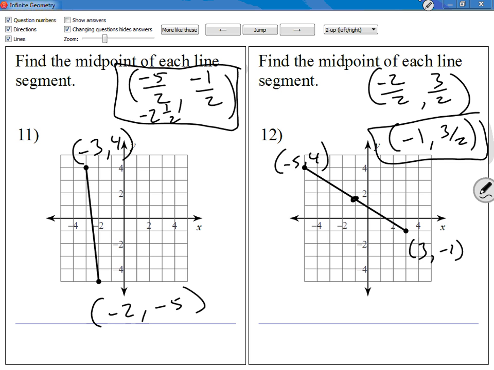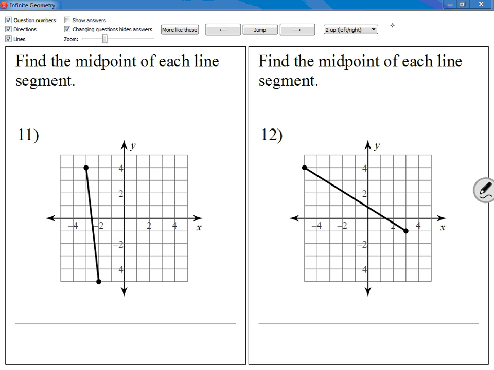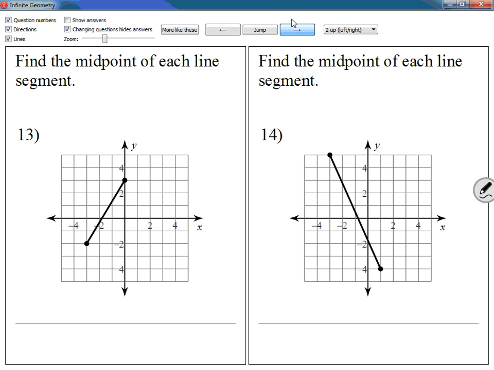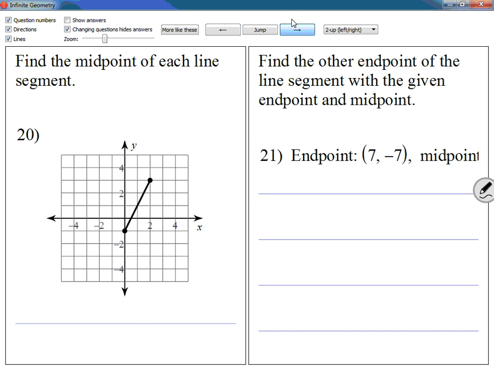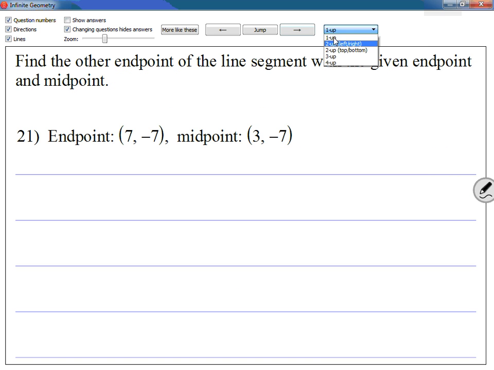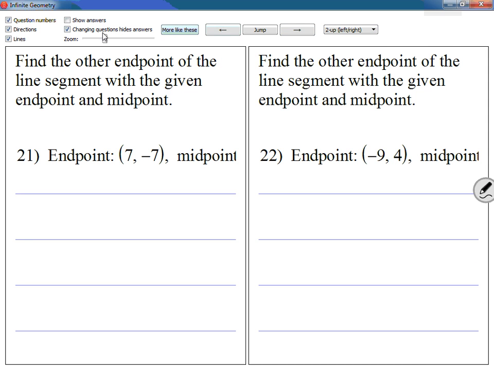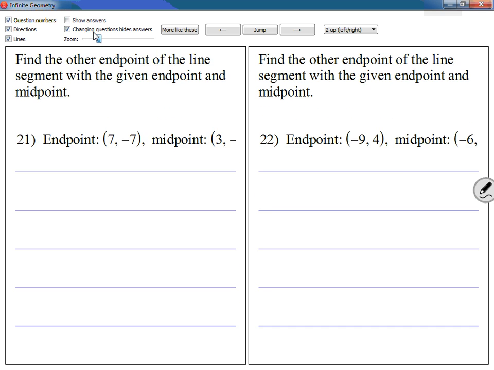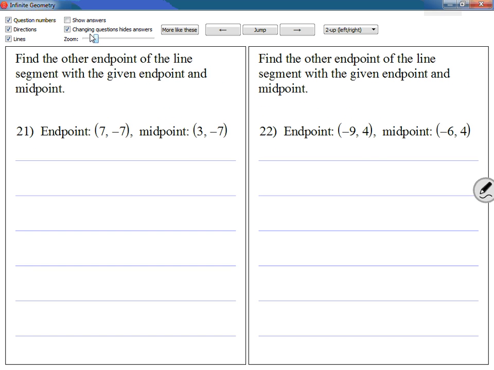All right. Any questions so far? No? All right. Let's flip the page. Now let's take a look at question number 21. All right, so I'm given an endpoint and a midpoint, and I'm asked to find the other endpoint of the line segment with a given endpoint and midpoint.